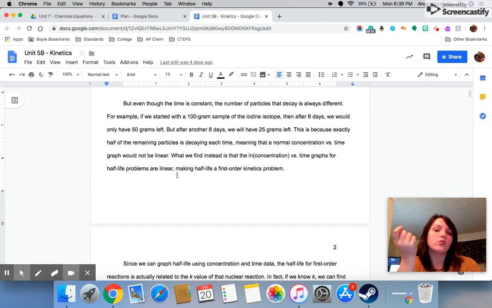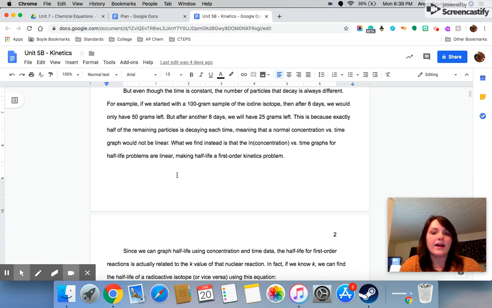the amount of particles that decay is always different, right? The first time we go through a half-life, we lose 50 particles. The second time we go through a half-life, we lose 25. And the next time, we only lose 12 and a half. It's because of that that the normal concentration versus time graphs are not linear.